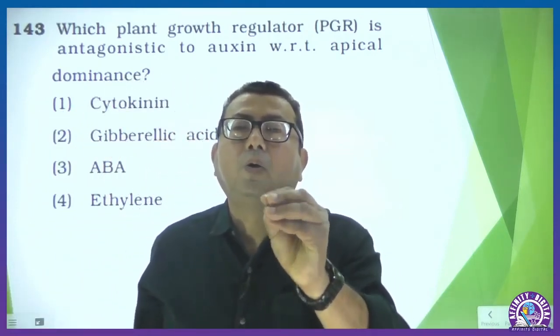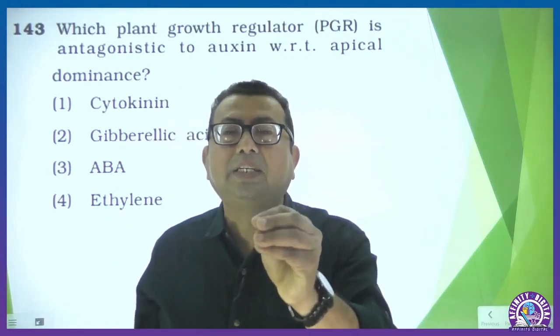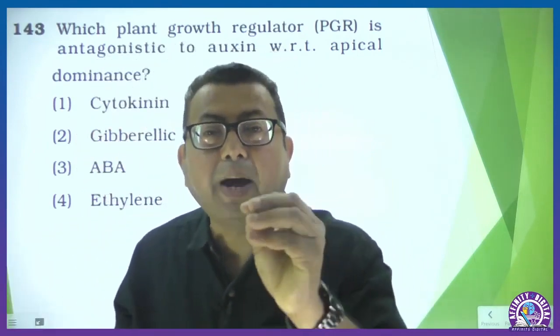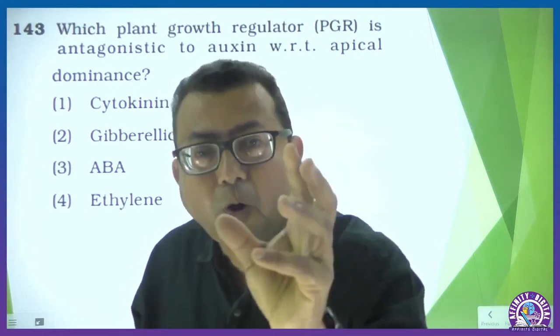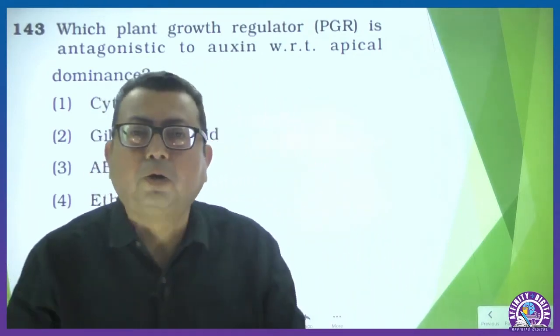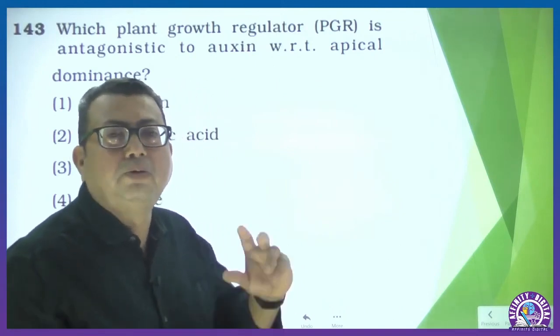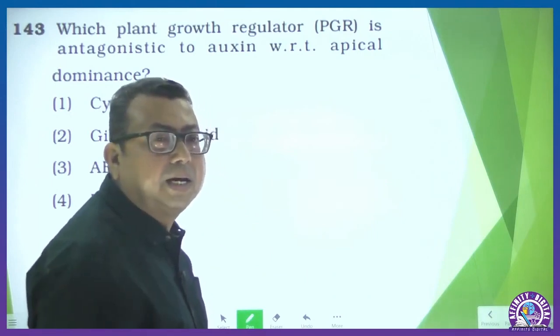Inhibition of the growth of lateral buds. Another name for the lateral bud is the axillary bud. When the growth of the lateral bud is inhibited by the auxin synthesized at the shoot tip of the apical bud, this phenomenon is called apical dominance. So apical dominance is due to auxin produced in the apical bud that suppresses the growth of the lateral bud.